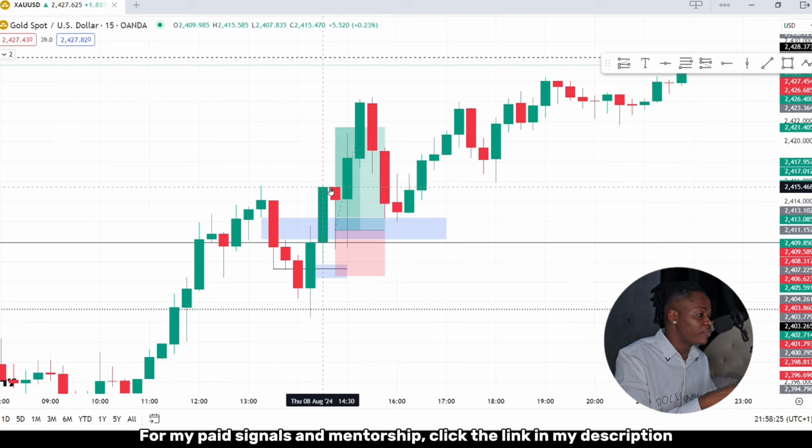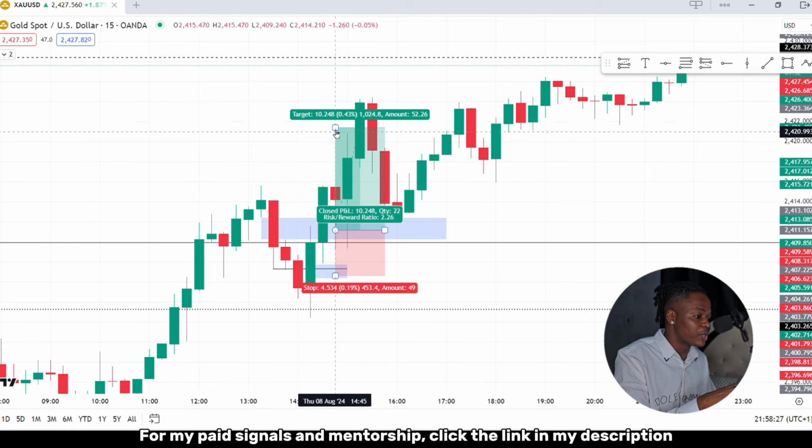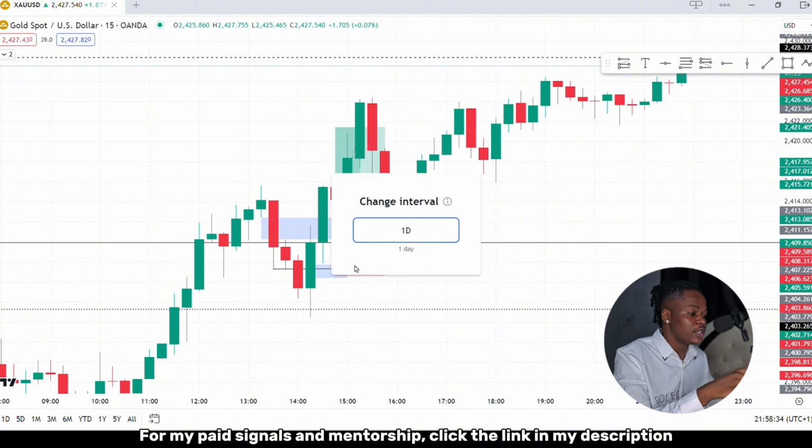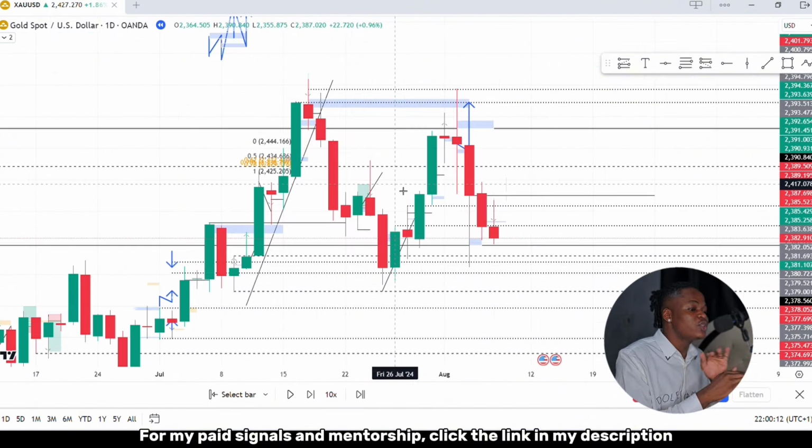Now this is the 15 minutes time frame on gold, and I was able to catch over 100 pips, as you can see right there, trading gold. Now I'm going to be showing you guys how I was able to catch this trade. First of all, we have to switch to the daily time frame, as you can see right now, daily time frame. Now you should never start trading in a day without doing your top to down analysis.